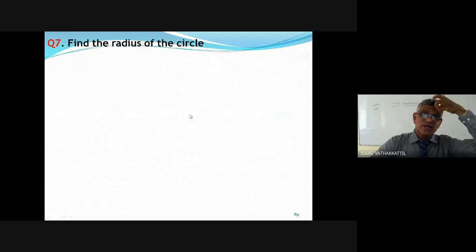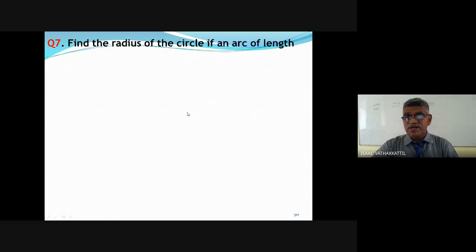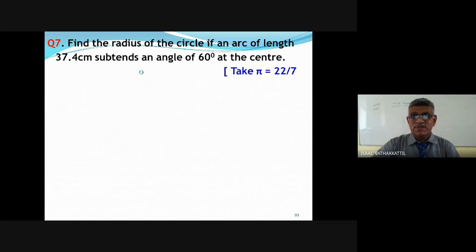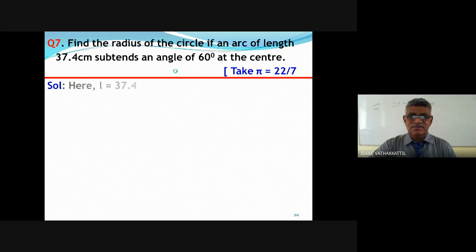Let's take one more. Find the radius of the circle if an arc of length 37.4 centimeters subtends an angle of 60 degrees at the center, taking pi as 22/7. You are advised to take pi as 22/7. So here what is given? Arc of length 37.4 centimeters, and the angle is 60 degrees. You have to find the radius. The thing is that you have to convert the degree measure to radians.